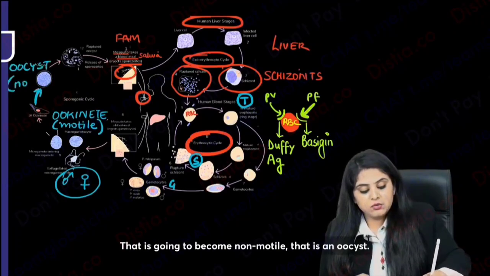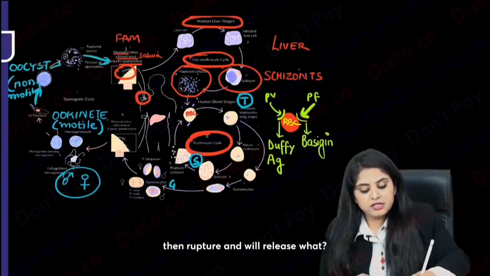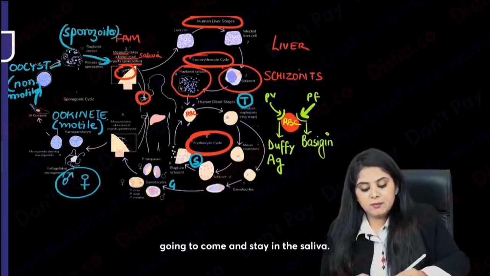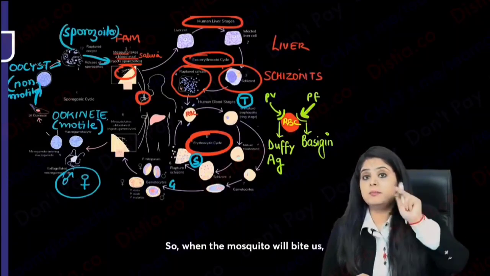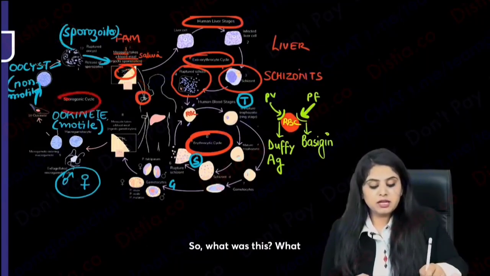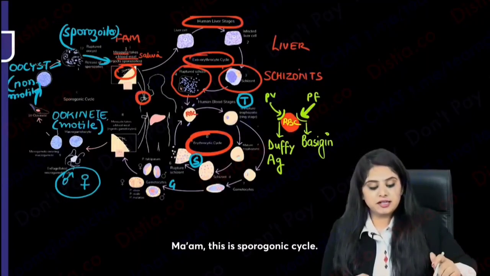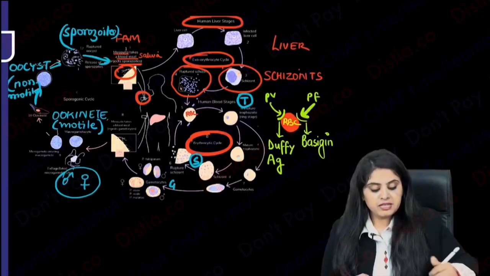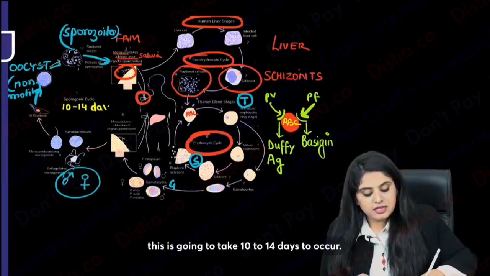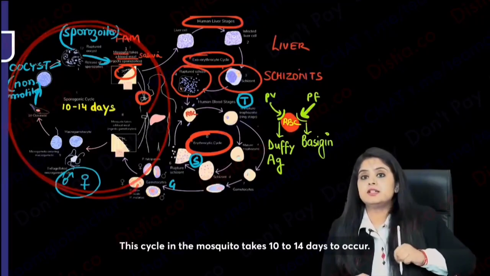After that, it's going to become non-motile because it's going to become an oocyst. That oocyst will then rupture and will release what? It will release all the sporozoites. So now these sporozoites are going to come and stay in the saliva. So when the mosquito bites us, the sporozoites in the saliva will enter into us. What kind of a cycle is this, ma'am? This is the sporogenic cycle. I call it sporogony, and please note, this takes 10 to 14 days to occur in the mosquito.